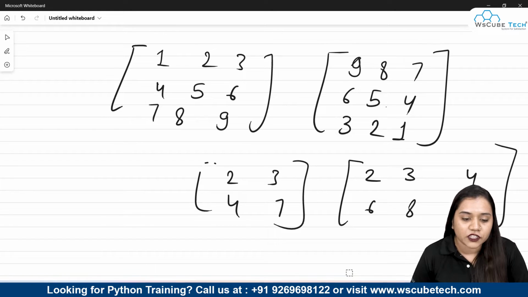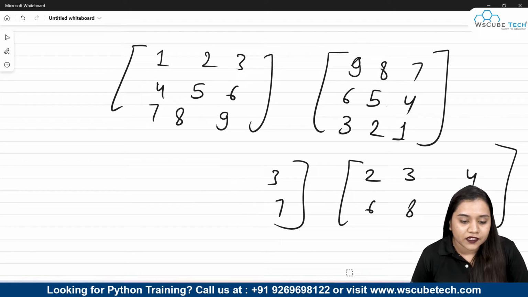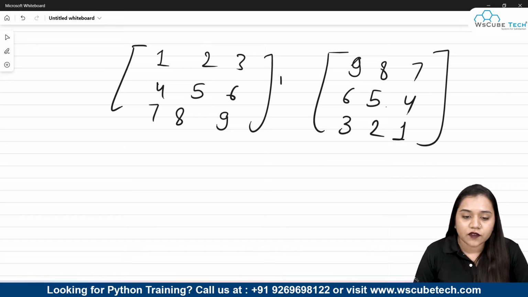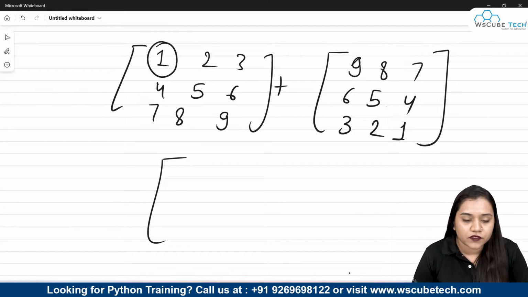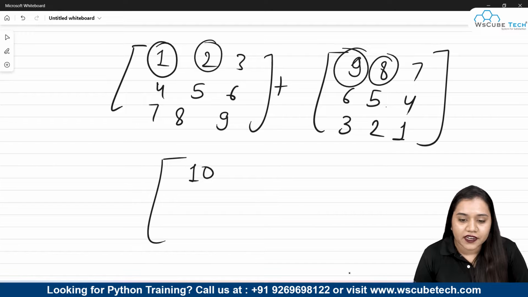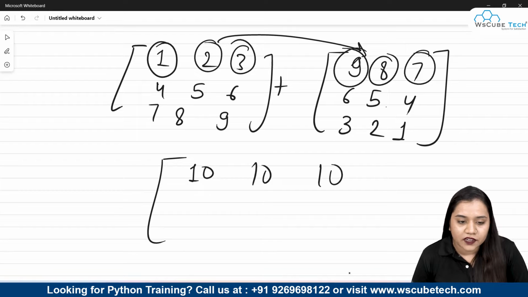Now we are talking about addition of two matrices. For the addition of two matrices, it is very important that the dimensions of both the matrices should be equal. That means here we have an equal number of rows and columns. Now how the addition happens over here: the first element of this matrix will be added to the first element of this matrix, which will result in 10. The second element of this matrix and the second element of this matrix will again result in 10. The third element of this matrix and the third element of this matrix will again result in 10.